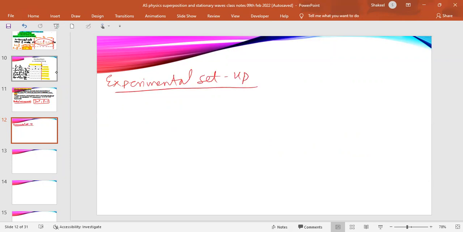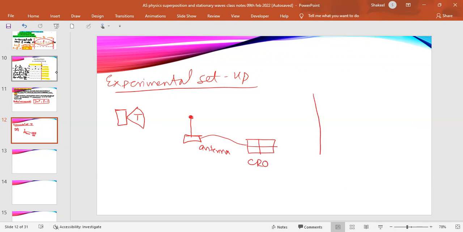Okay, but in the experimental setup, first we will look at a microwave or radio wave transmitter. This is the transmitter. And then we use an antenna. And this is the antenna. In order to detect that radio wave or microwave, we can connect that to a CRO oscilloscope. And then we have to use a metal reflecting wall, because these waves are only reflected by metal walls.